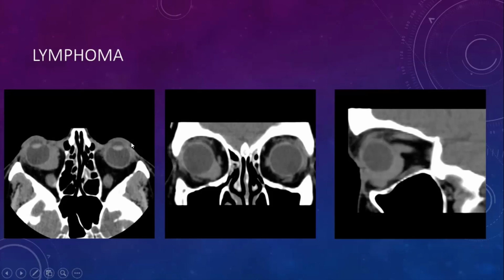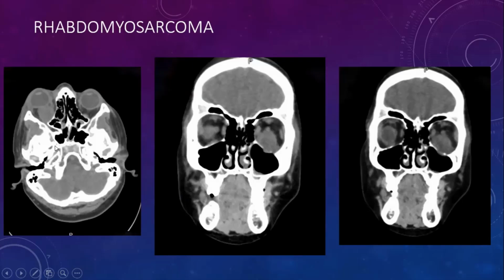Another mass lesion that breaches all the compartments is lymphoma. Lymphoma is a smooth, homogeneous, enhancing mass lesion that is surrounding the curvature of the eyeball, and it is going into the cone also, along the inferior rectus as well as the lateral rectus muscle. We have to suspect lymphoma.